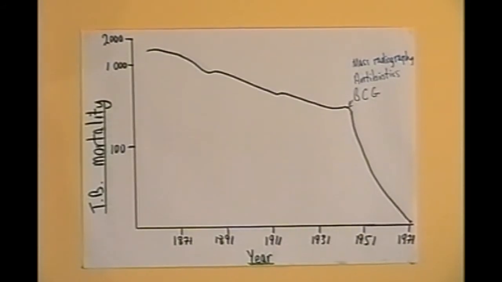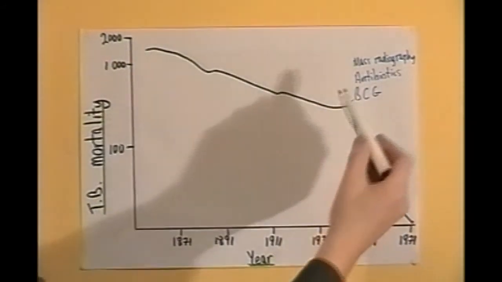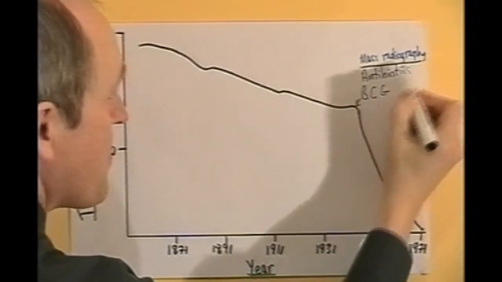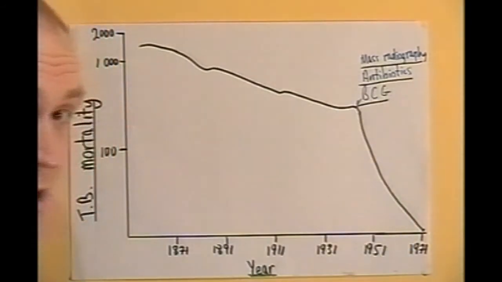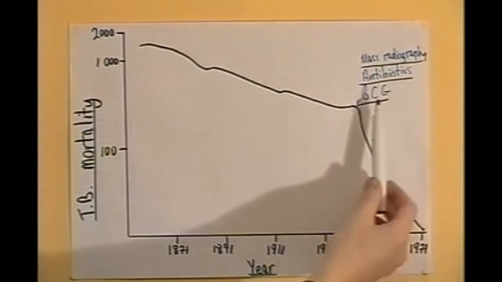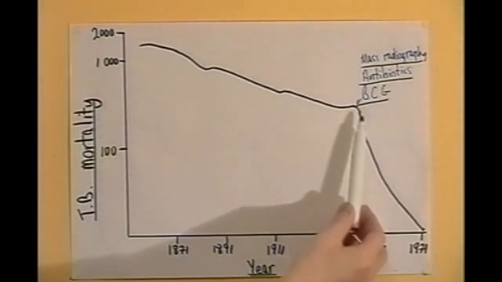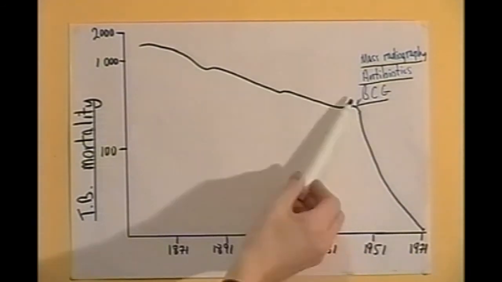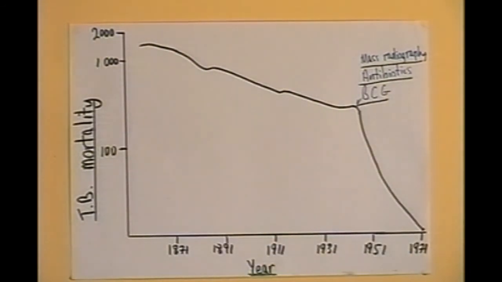And we see that when these medical interventions were introduced, when the doctors and the scientists got their act together, they introduced mass radiography, antibiotics, the BCG vaccine. Well, the result then was quite staggering, and the incidence of tuberculosis fell to almost nothing. It became a very uncommon disease.